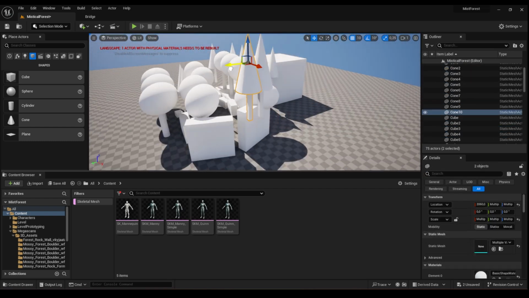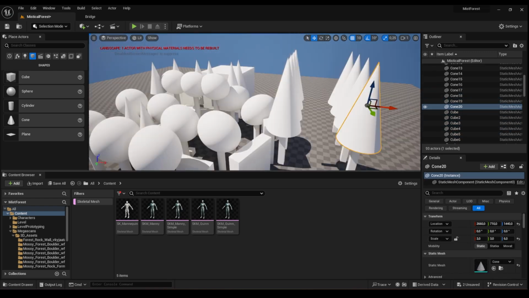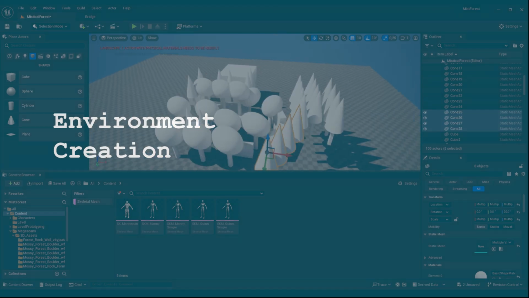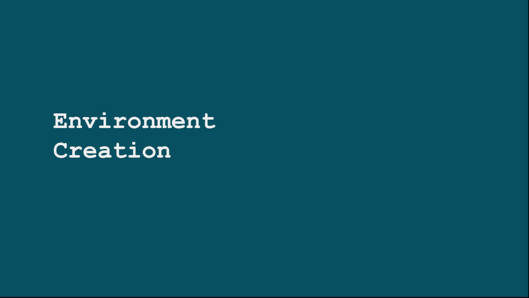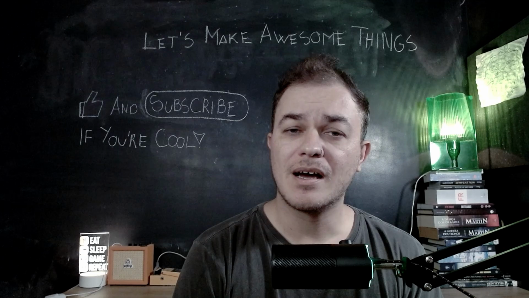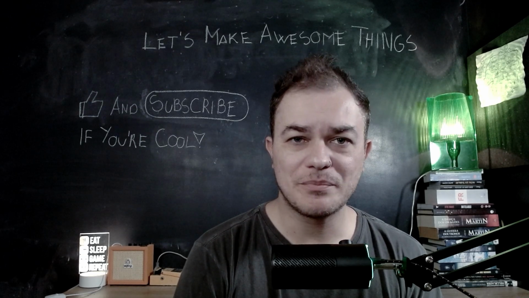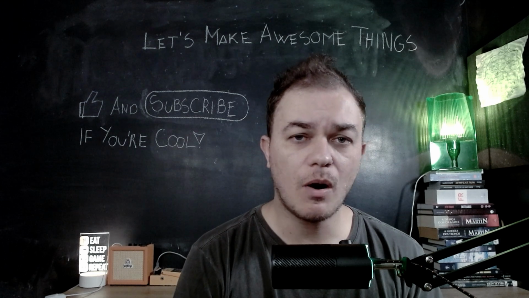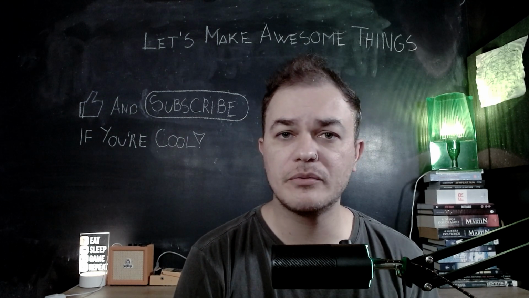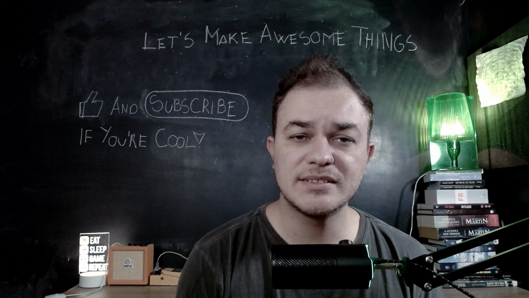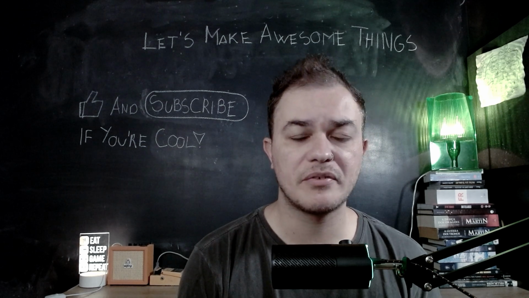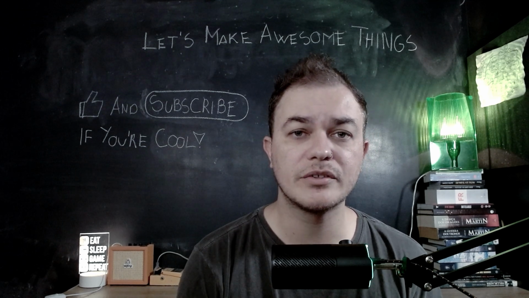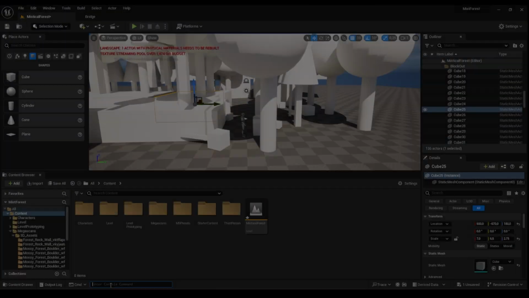Once you are done blocking out, we can start the environment. Now it's a really exciting part of the process, because you're gonna take all the Megascan assets that we downloaded before and start placing them in the scene, using the blocking out as a reference and bringing the scene to life. So let's do that.